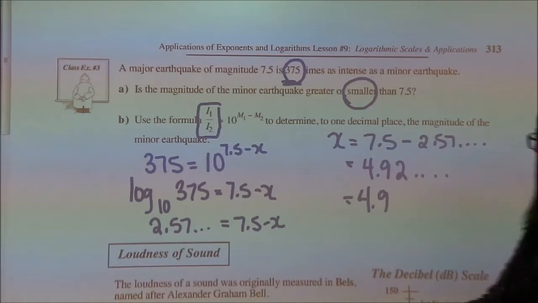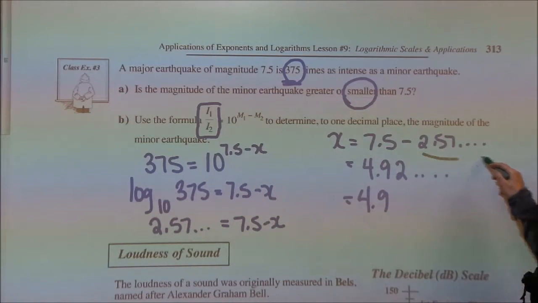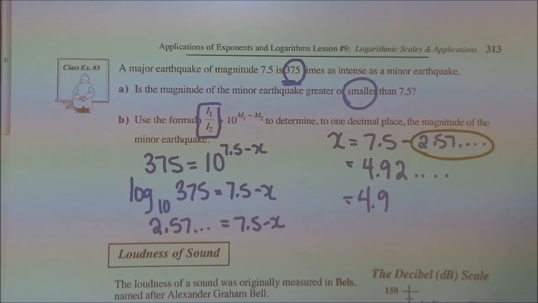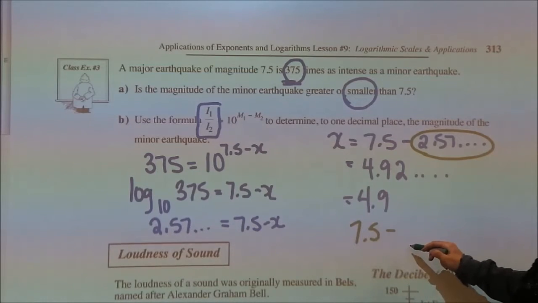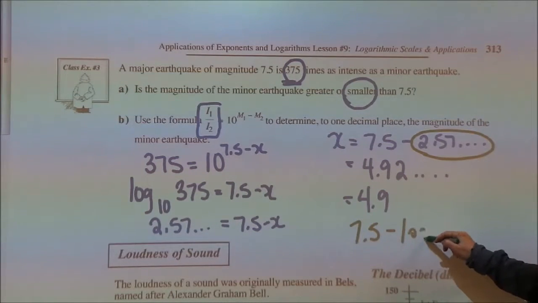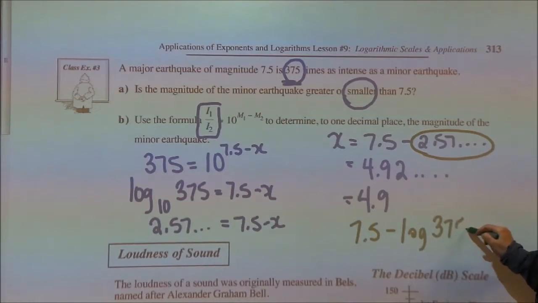The only thing that I'll caution you about is if you are going to change this to a decimal, make sure that you leave 4 to 5 decimal places so that when you're rounding your answer, you're rounding it appropriately. Or you could put into your calculator 7.5 minus log 375. So that would be one way that you could put that in.